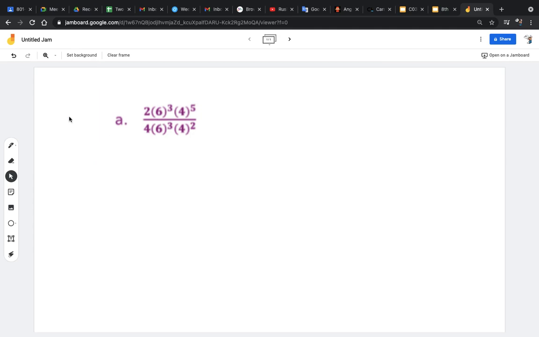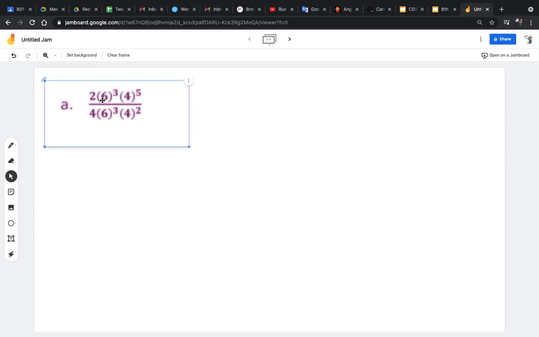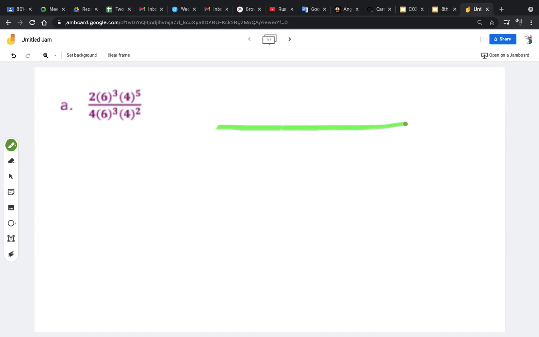I'm going to do it using exponential rules. Let me draw a denominator here. Let me start by drawing out 2 times, let me draw 3 sixes. 6 to the third is 1, 2, 3. 4 fives, 5 fours I mean.